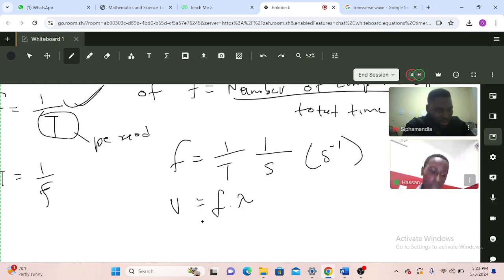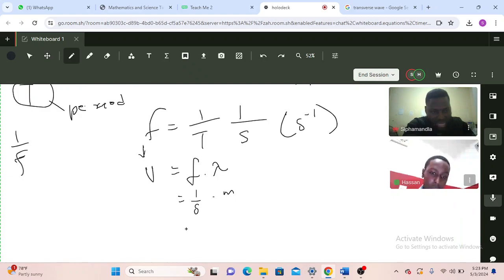So this is the velocity. The velocity is the frequency times the wavelength, because what we are actually doing is multiplying the frequency, which is 1 over seconds, times the wavelength, which is in meters. If you multiply this, we'll get the speed in meters per second, right? Any question here?